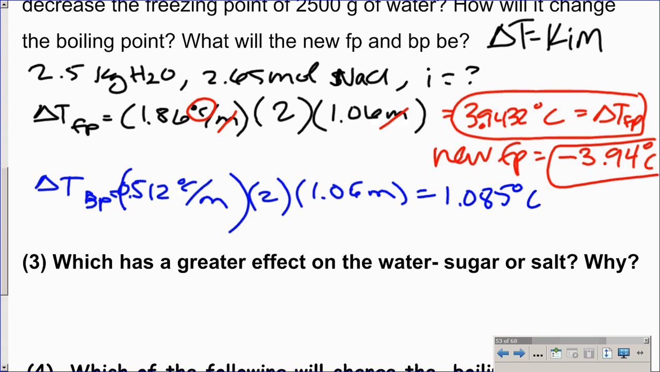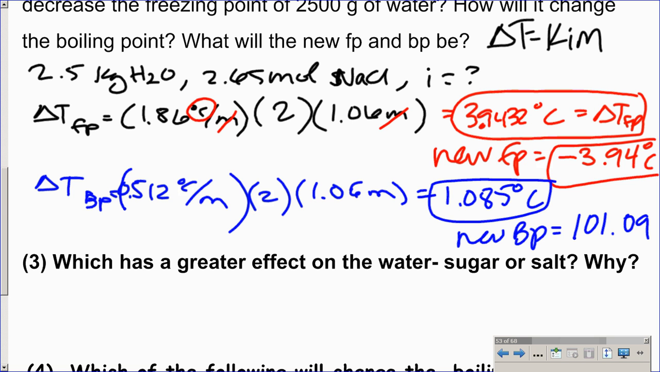1.0085 degrees C. So what's the new boiling point of water? 101.0. I'm going to go 09 just to round up there, because I think we probably have too many sig figs here, but it's better just to show you all your work there for me, okay?